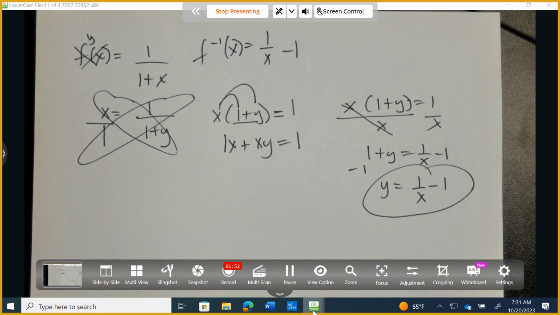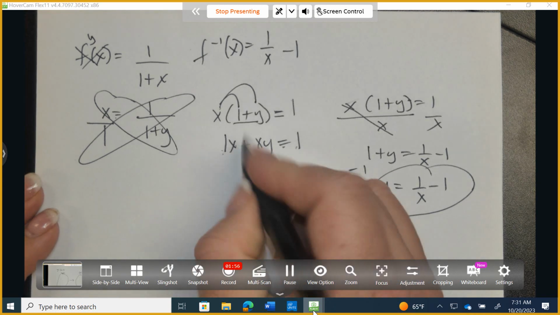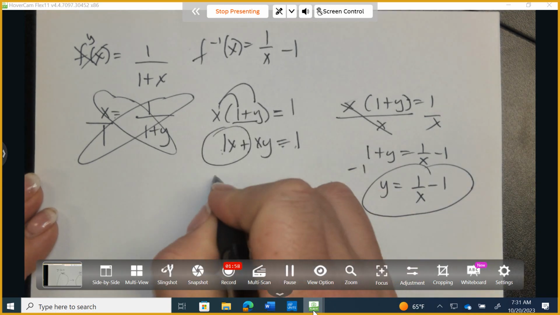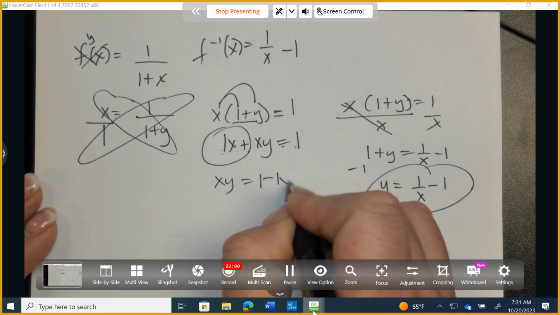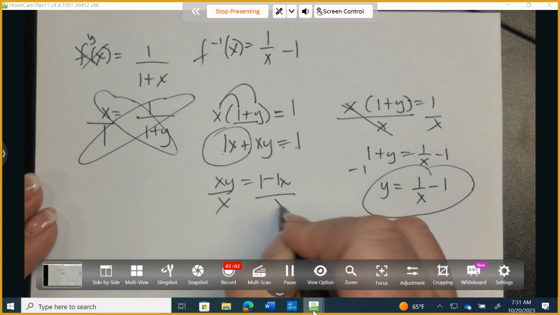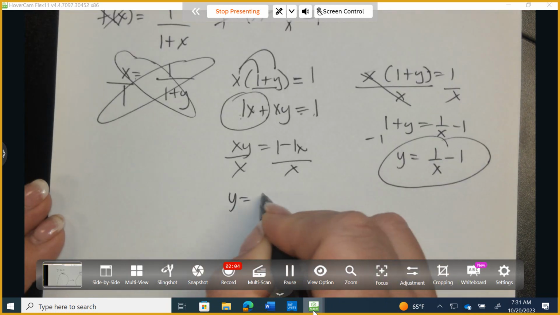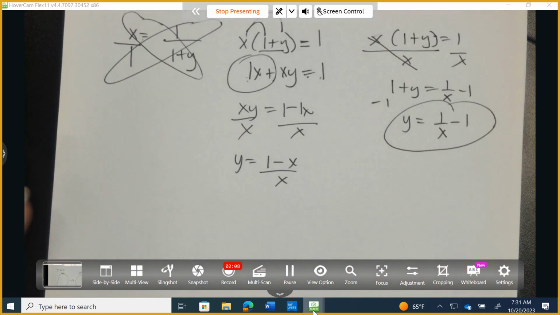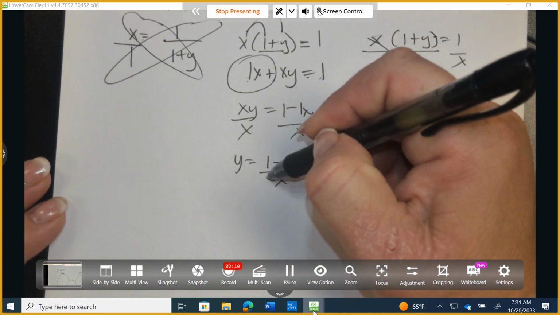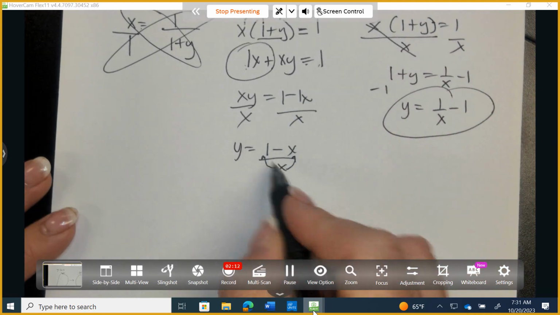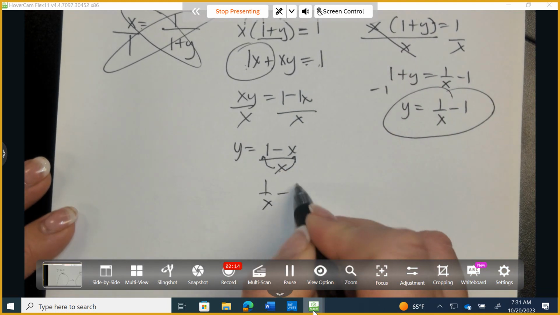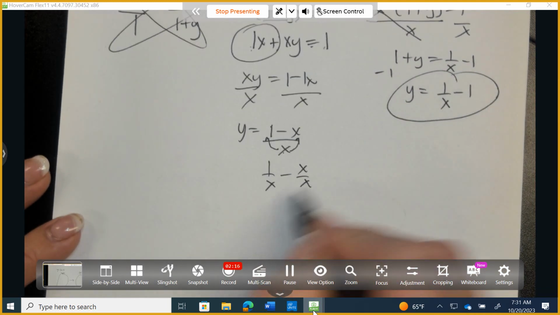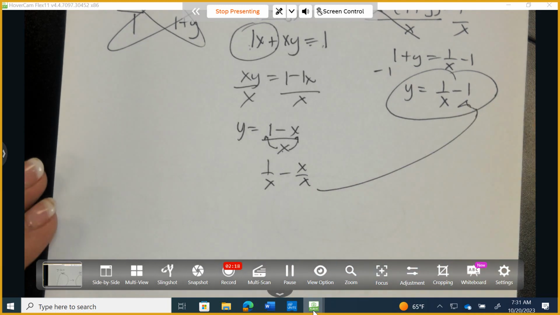Now, is there another way that we could have still received this answer? Yes. Over here, if I subtract this 1x to the opposite side, I have xy equals 1 minus 1x. I divided by x, I divided by x. Keep watching, please. I have 1 minus x over x. All that's great, but we want to put this in simplest form. This has to be shared with the left and it has to be shared with the right. So I have 1 over x minus x over x. And we know x over x is the same as 1. So 1 over x minus 1.